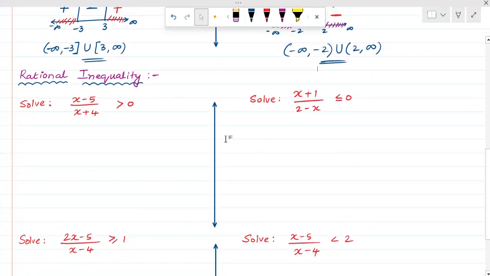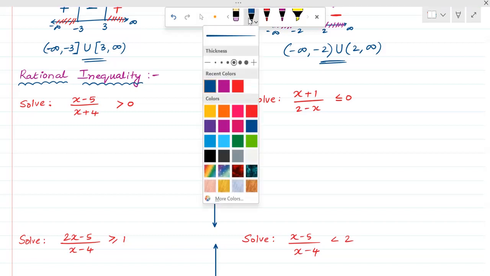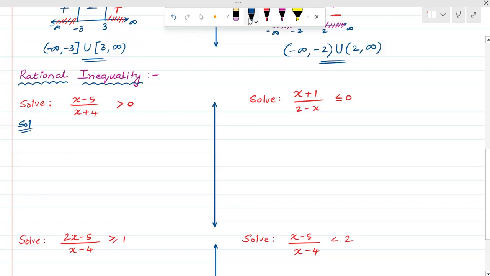Now the next one, you have the rational inequality. In a rational inequality, you will have P over Q. This is a rational function, a fraction. In the same sense, you have an equation. Suppose you have P over Q equals 0, this is a rational expression. You will solve it, simplifying this part. But it is an inequality, so how will you do this one?